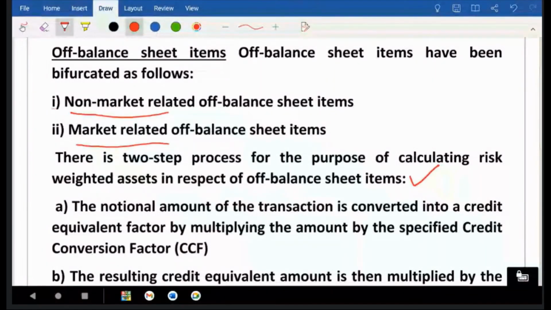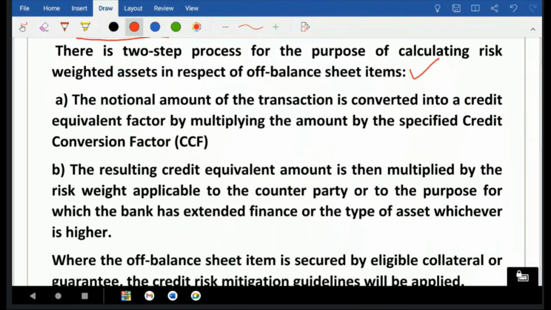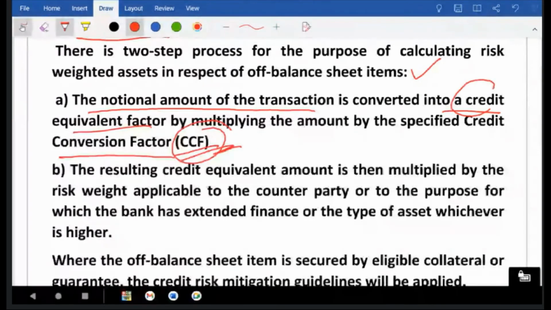Number one, the notional amount of the transaction is converted into credit equivalent amount. This is one new term coming here. This is done by multiplying the amount by the specified credit conversion factor, CCF. So it is converted into credit equivalent amount by multiplying with the CCF. So there is one value, and you have to multiply with the credit conversion factor. So you get the credit equivalent amount.